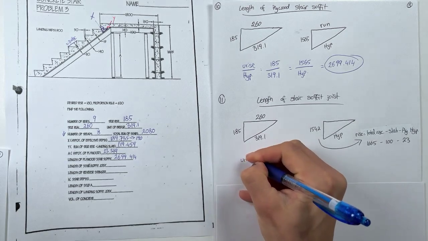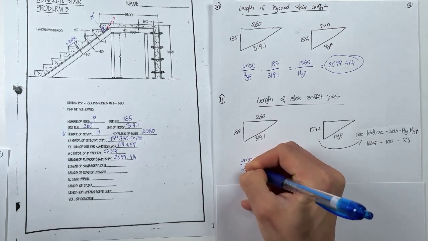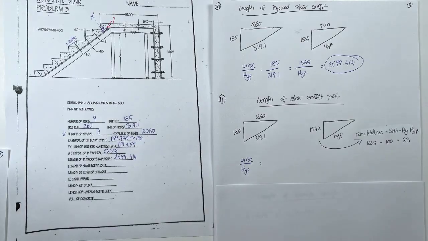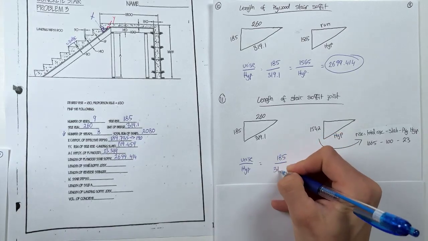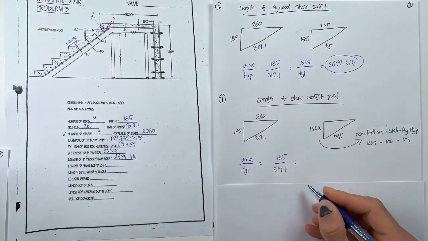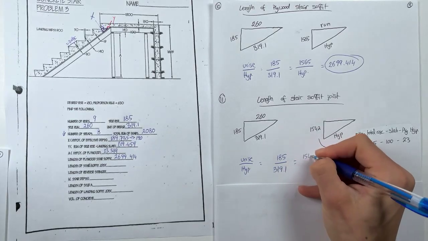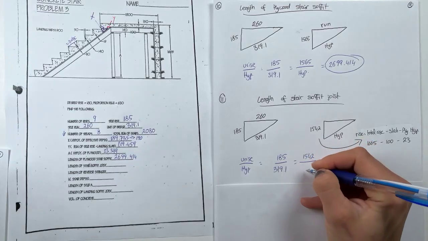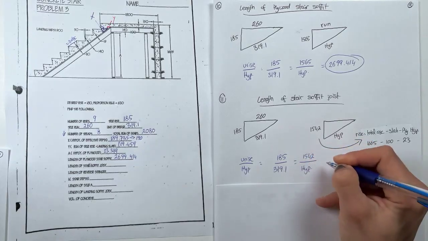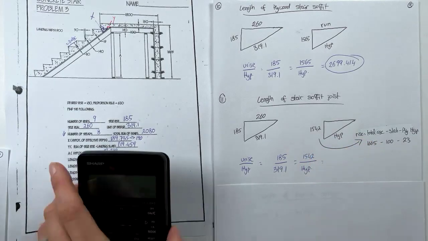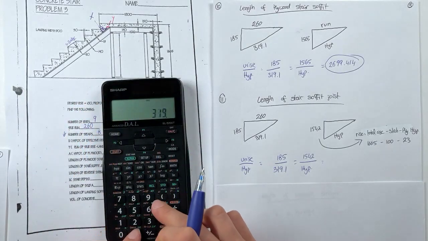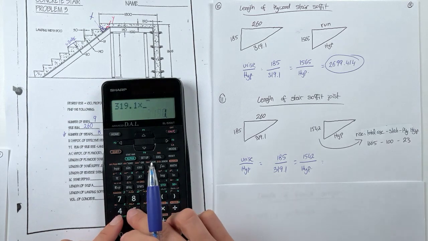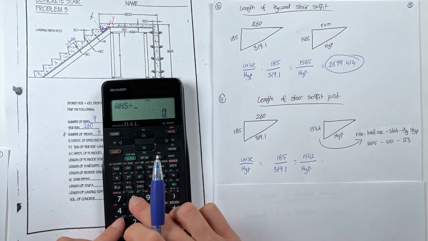We have a rise, and we're trying to find the hypotenuse. So unit rise, hypotenuse. Great. So 185 divided by 319.1 equals 1542 divided by hypotenuse. That's what we're trying to find out. Again, cross multiply and divide. 319.1 times 1542 divided by 185.